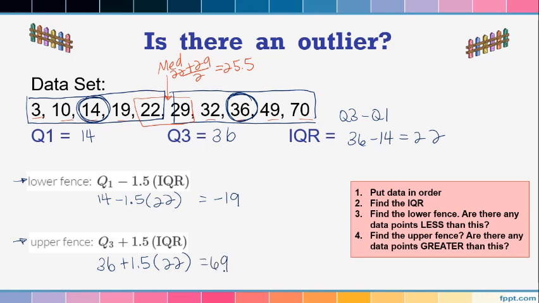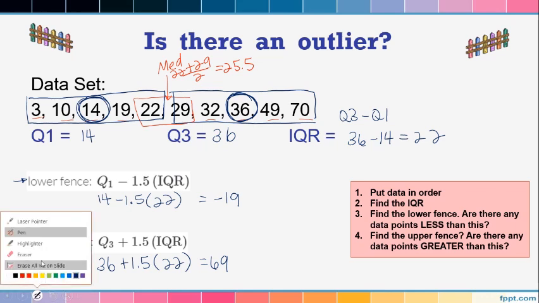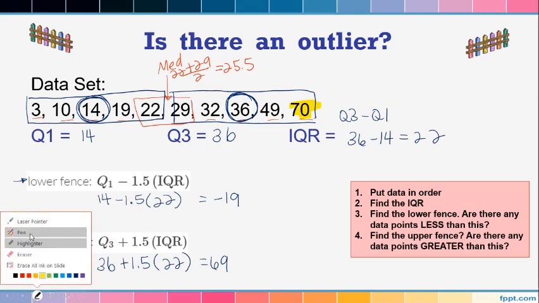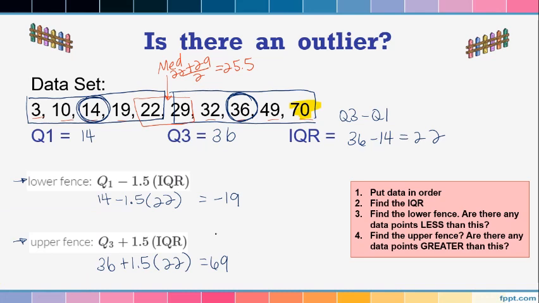So I want to see, is there anything above the upper fence? Any data points? If I look at my data points, I notice right here that 70 is above that upper fence. So that is going to be my outlier. Looking at the set of data, you might have assumed that 70 was in fact an outlier, but we can actually mathematically prove that using our upper and lower fences. So 70 is an outlier.